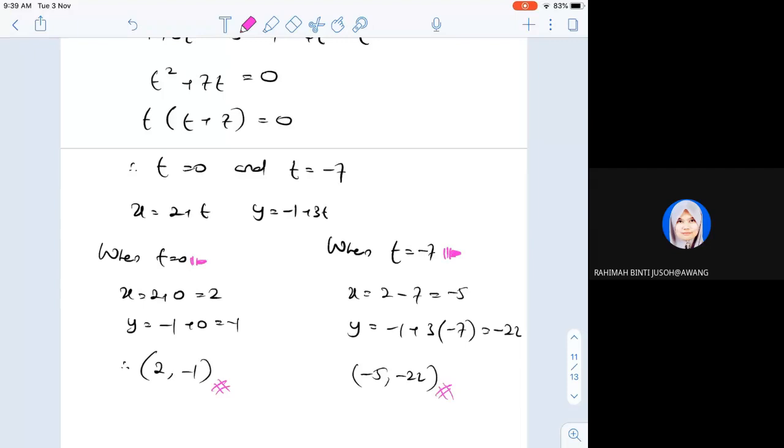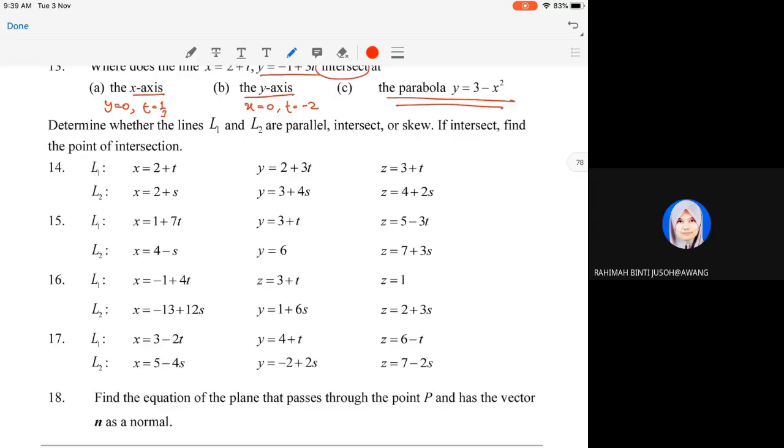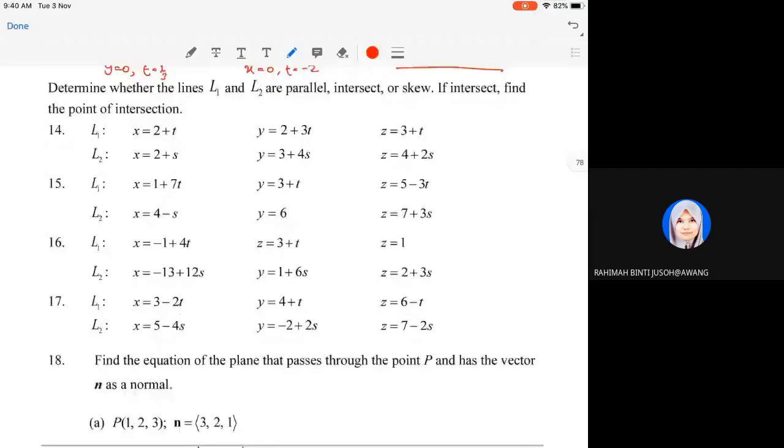Okay, let's go to the next question. Alright, question number 14 is actually similar to question number 6. Okay, determine whether the lines are parallel, intersect, or skew. Okay, it's quite similar to question number 6. So let us proceed.